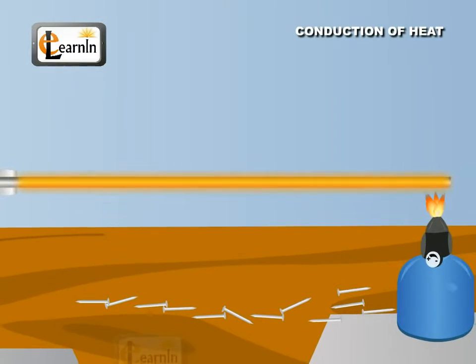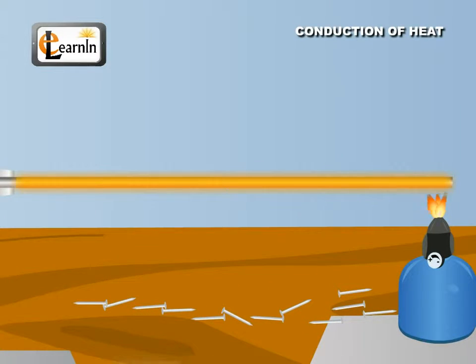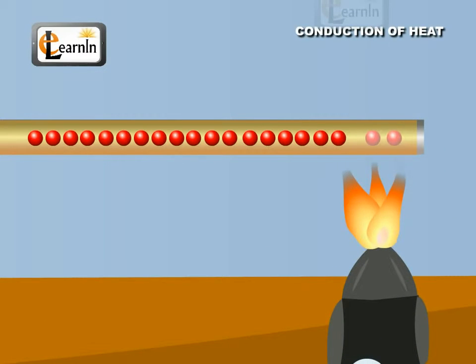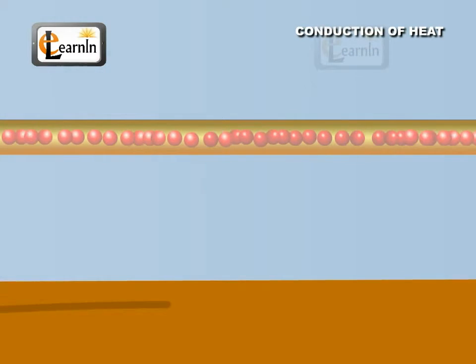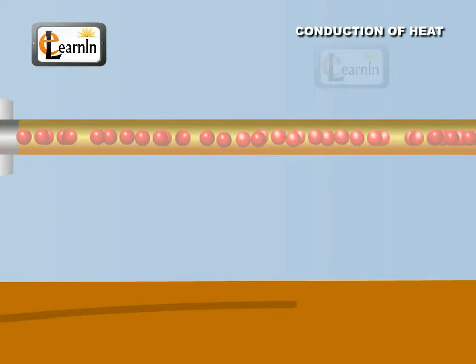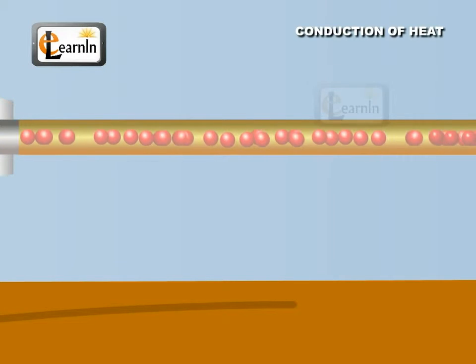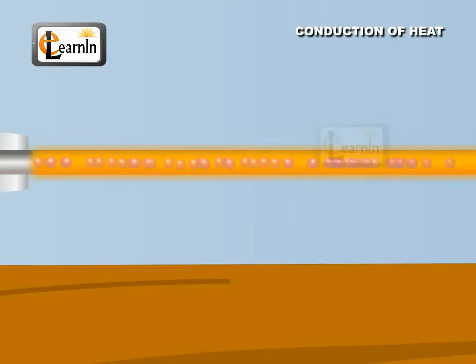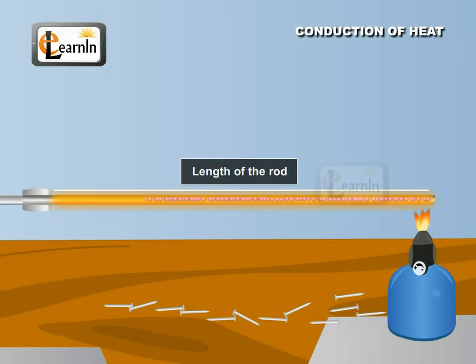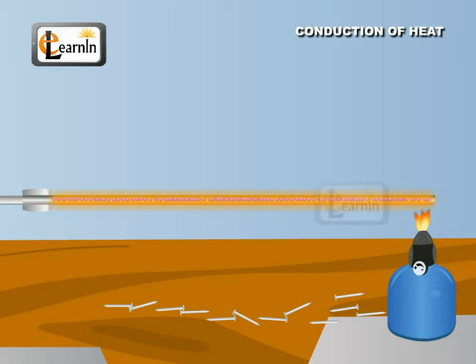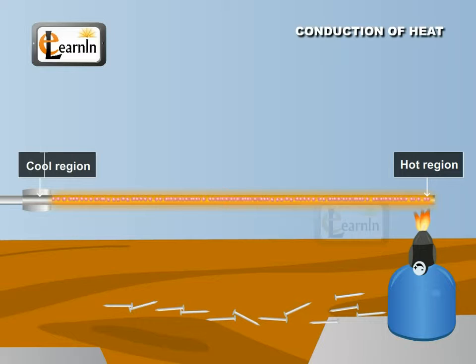The heat supplied by the spirit lamp flows to the other end of the rod by conduction. We know that in solids, molecules are closely packed, touching one another. When heat is supplied to one end of the rod, the molecules absorb the heat and begin to vibrate vigorously. These vibrations are passed on to the neighboring molecules and make them also vibrate. This phenomenon is repeated throughout the length of the rod. In this way, the heat energy gets transferred from the hot region to the cold region.